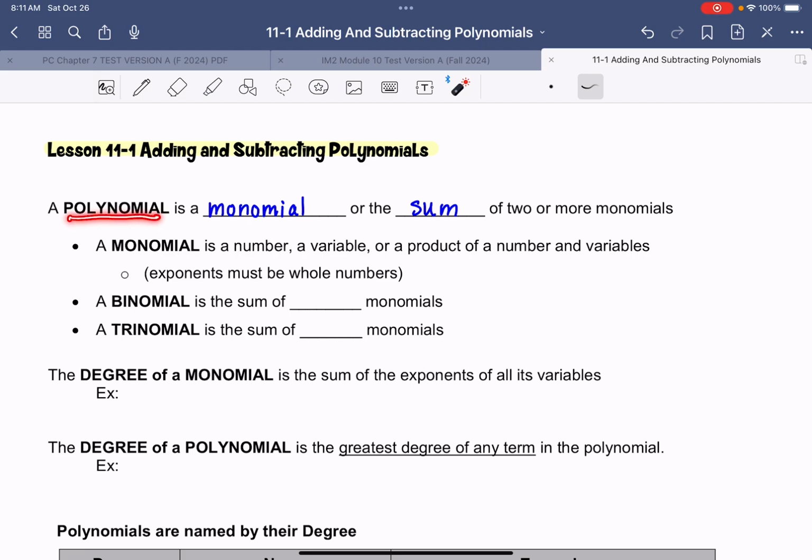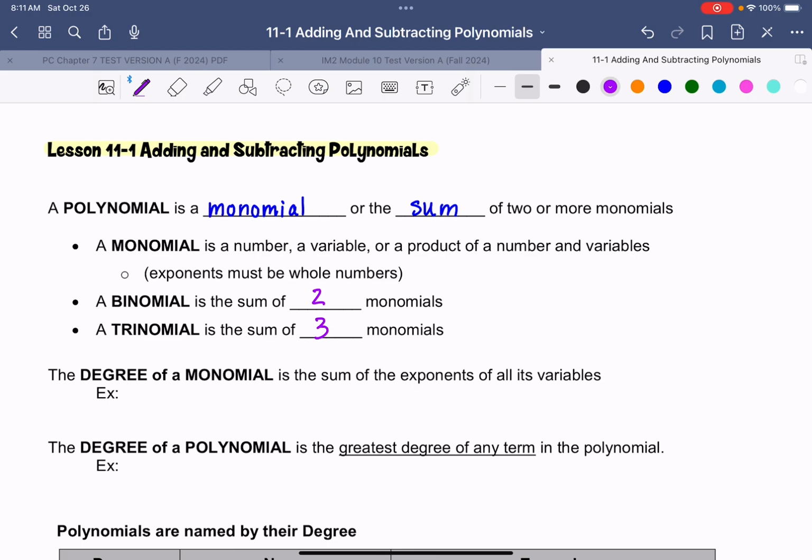Okay, a polynomial is essentially just a monomial or the sum of two or more monomials. Okay, notice we can classify a polynomial by the number of terms. These prefixes should tell you: monomial should have one term, binomial should have two terms, trinomial should have three terms. So we'll put 2 and 3 in here.